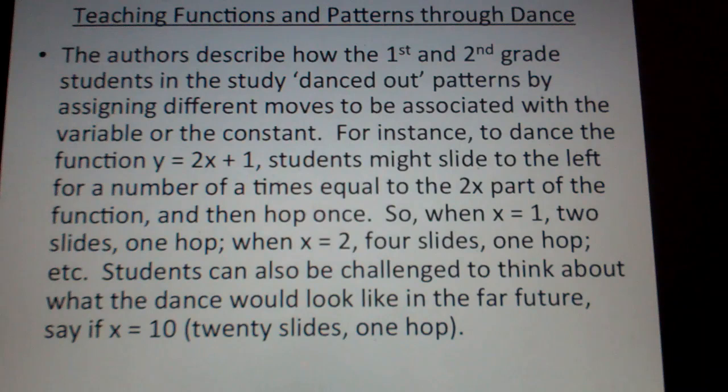Though they didn't get there at first, what they ended up doing was showing that students could actually dance out functions, if you think about assigning a different dance move to the variable part and then the constant part. So in the function y equals 2x plus 1, students might slide to the left a number of times equal to the 2x part, given whatever x is, and then hop once. That's always the constant. So if x is 1, 2 slides, 1 hop. If x is 2, 4 slides, 1 hop. If x is 10, 20 slides, 1 hop.